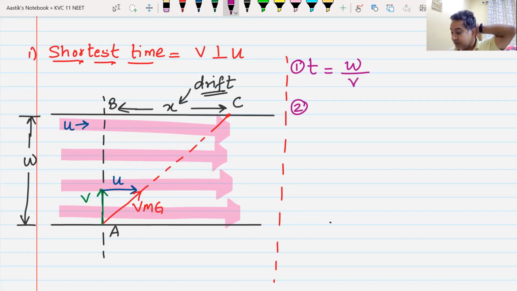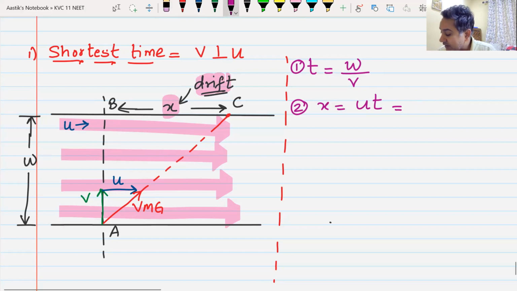Second one is the value of this X. How much is the drift in this case? How much distance does it drift? So this X can be found in a number of ways. You can write this X as u, the velocity of river, multiplied by t. You also know the value of t is w by v, so you can write it as u by v multiplied by w. This is the second thing that they can ask you.